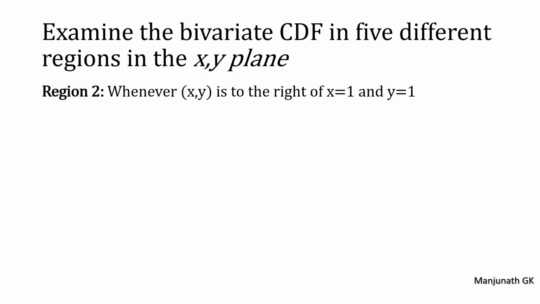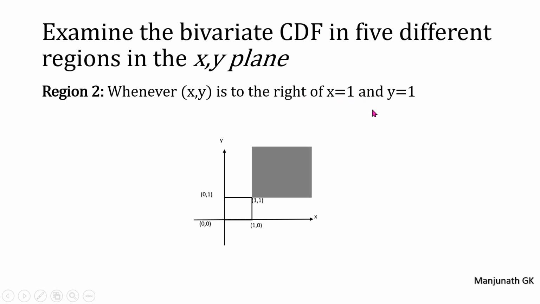Let us go to region number 2. This is the region where XY is to the right of x equals 1 and y equals 1. Consider the XY plane and the bivariate PDF. In this plane, consider the region that lies right of x equals 1 and right of y equals 1. This will be the region here.